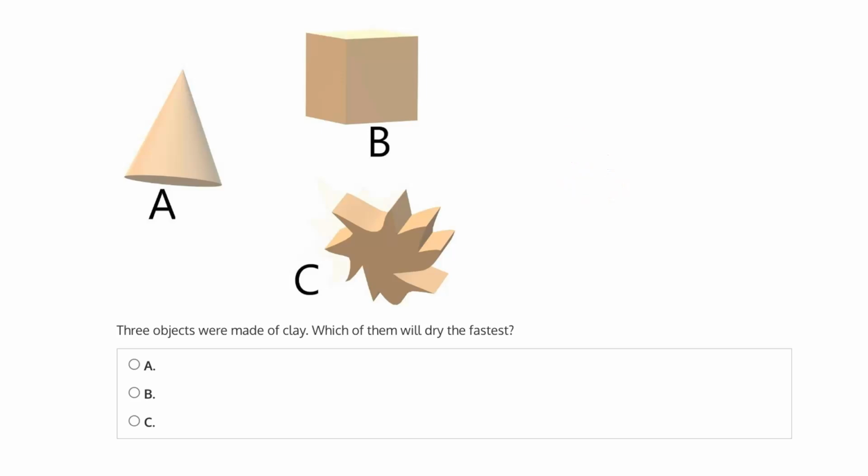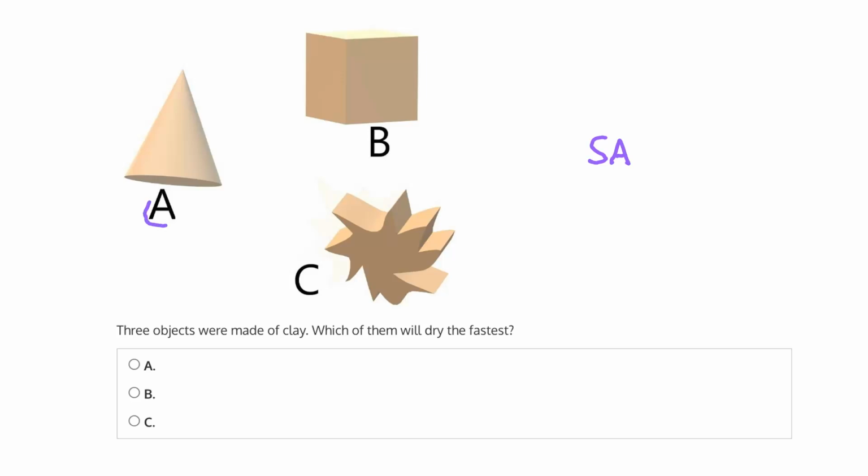But if we recall, all 3 of these objects are made of the same material. They're made of clay. And we are to assume that they will be drying in the same environment. So the key factor to consider for the purposes of this problem is the surface area, or the SA. And this is the total area of the surface of each of these shapes.